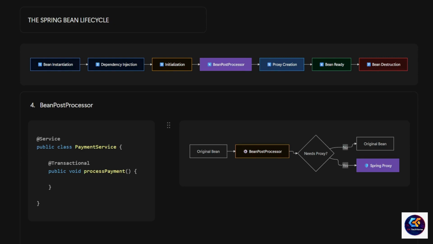It gets a chance to inspect every bean before Spring finishes creating it. Suppose we have this bean, PaymentService, which has @Transactional. The BeanPostProcessor notices that this method has the @Transactional annotation. Instead of returning the original bean, it tells Spring to create a proxy. The BeanPostProcessor does not execute your business logic. Its job is to prepare the bean before Spring makes it available.